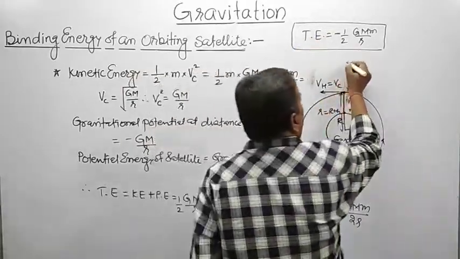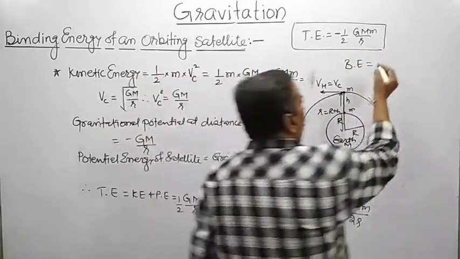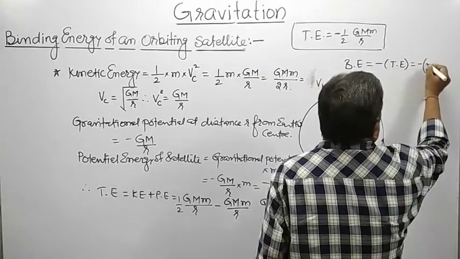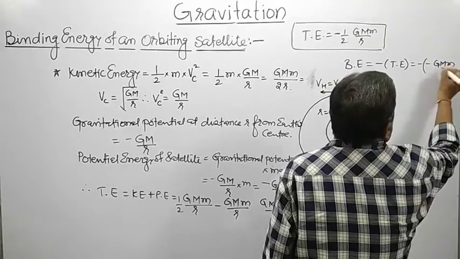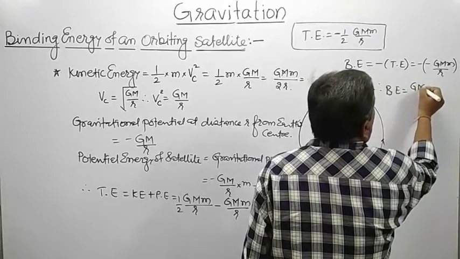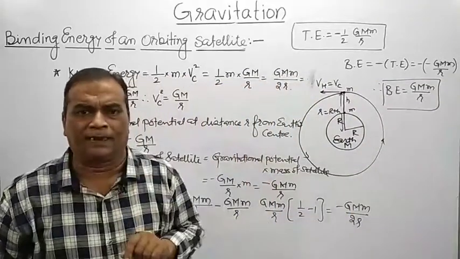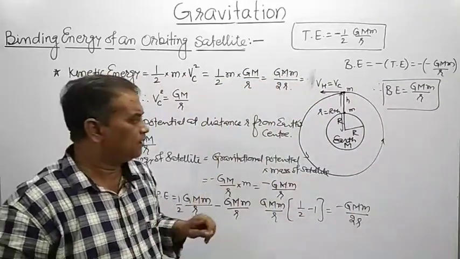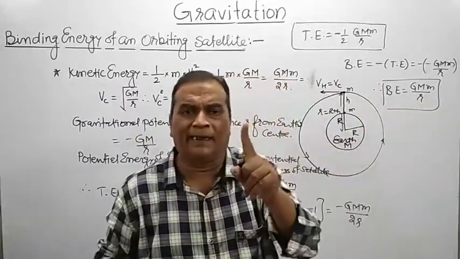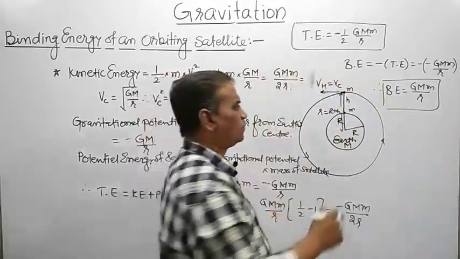And that minimum energy that must be supplied to escape the satellite from Earth's gravitational influence is the negative of total energy, which is minus of minus GMm divided by 2r. Or you can say the binding energy of a satellite is equal to GMm divided by 2r. The binding energy of a satellite revolving in a circular orbit round the earth is given by the expression GMm upon 2r. Always remember, binding energy is the negative of total energy.